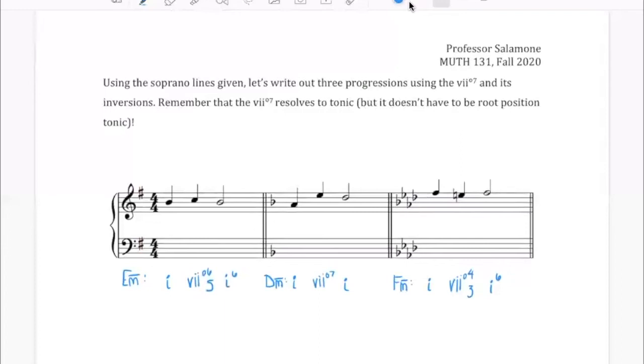So we're going to spell out our E minor triad. All of these are in minor keys. So let's spell out our E minor triad. We already have a scale degree 5 in the soprano. We need an E in the bass for the root. And then I'm going to put my second E here.